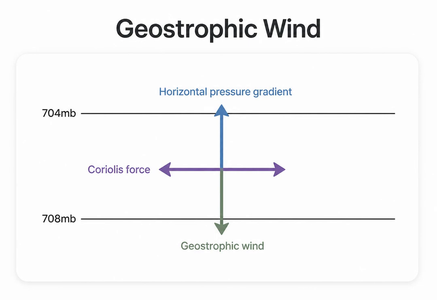To understand jet streams, we must understand geostrophic wind. About 2 to 3 kilometers above the surface, winds are free from the friction of the ground. When atmospheric pressure lines, or isobars, are straight, the pressure gradient force pushing air from high to low pressure is perfectly balanced by the Coriolis force pulling it in the opposite direction. The resulting wind blows parallel to the isobars. This is known as a geostrophic wind.